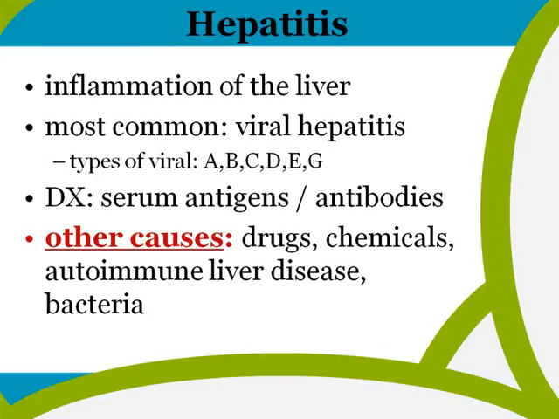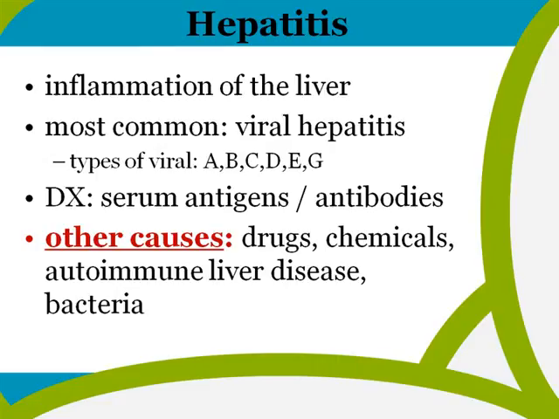The viral hepatitis are the most common, and there is a hepatitis A, B, C, D, E. There is no F, and there is a G. Obviously, the ones we know the most about are going to be the A, B, and C. They've been around the longest. The D, the E, and the G aren't as common, and we don't know as much about those.